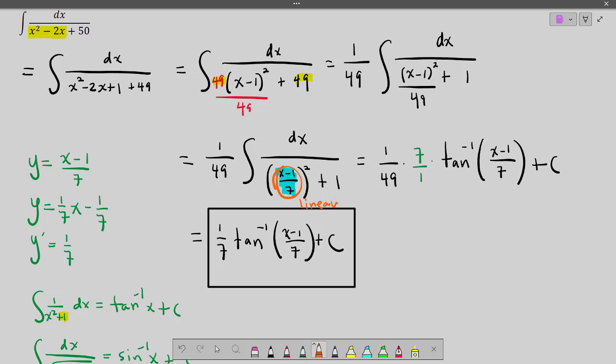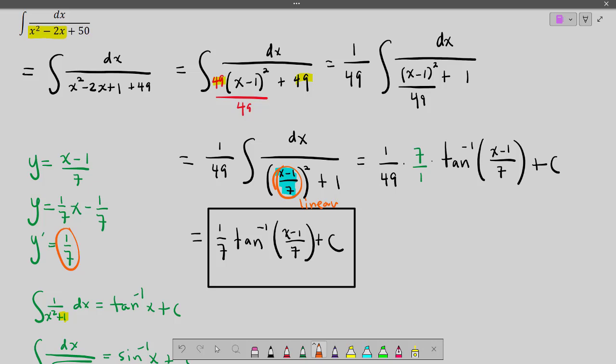Remind me again, where do you get the 7 over 1 when you multiply the 1 over 49? The derivative of this. Okay. So x minus 1 over 7 is linear, and the derivative is the coefficient of x. If we divide by 1 over 7, we multiply by 7 over 1. So the reverse chain rule says divide by the derivative of whatever's in your parentheses.